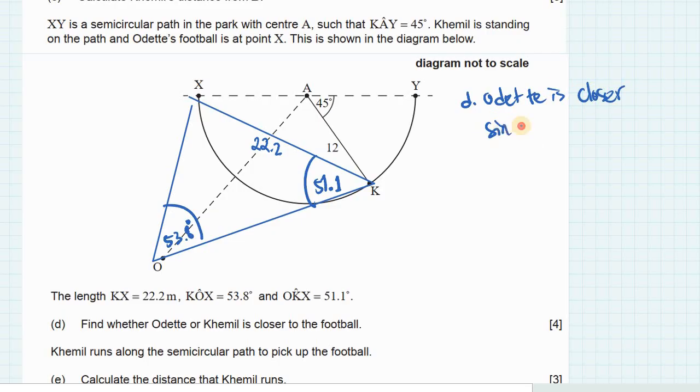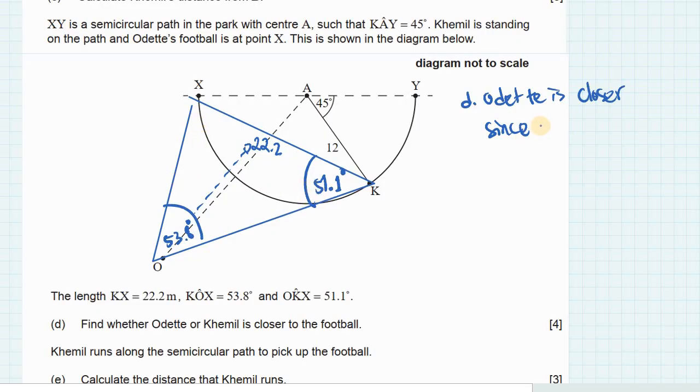Odette is closer since, I'll explain, look at this, the angle that pairs with KX is 53.8, yeah, and then we got 22.2. The angle that pairs with OX is 51.1, which is less. Okay, the smaller angle means smaller sides.